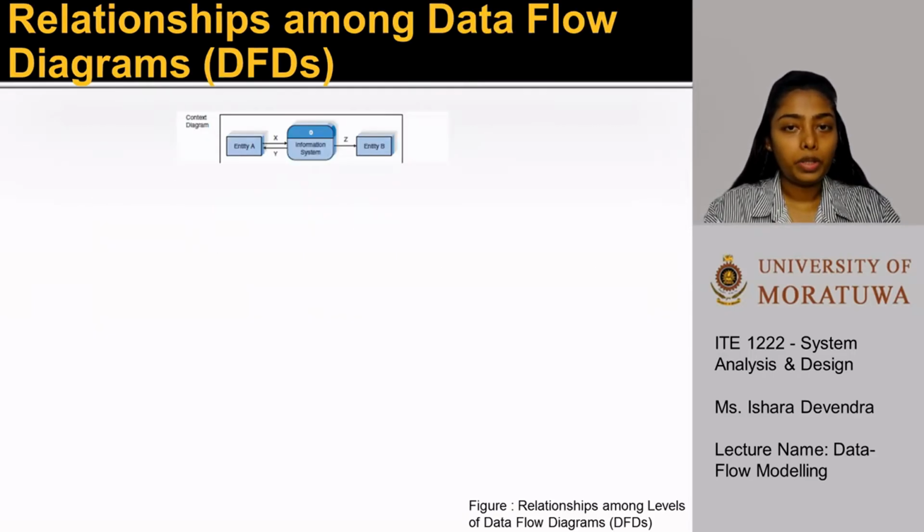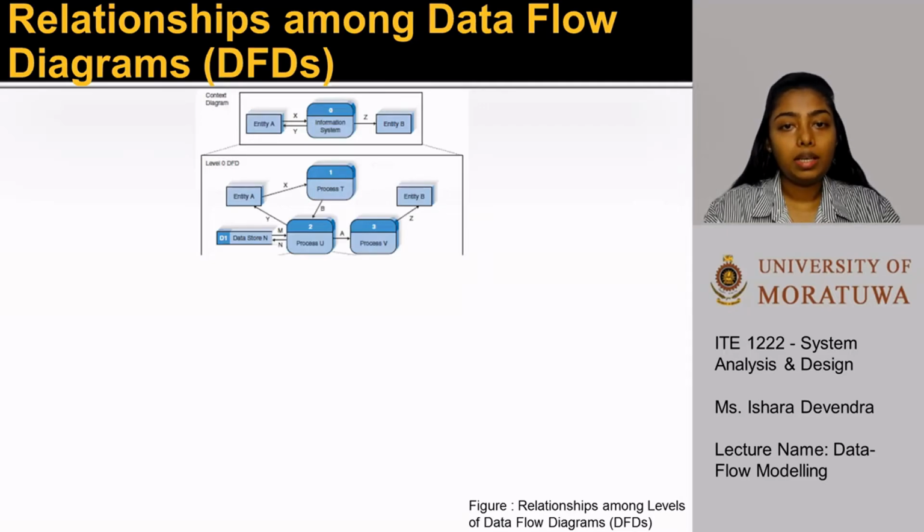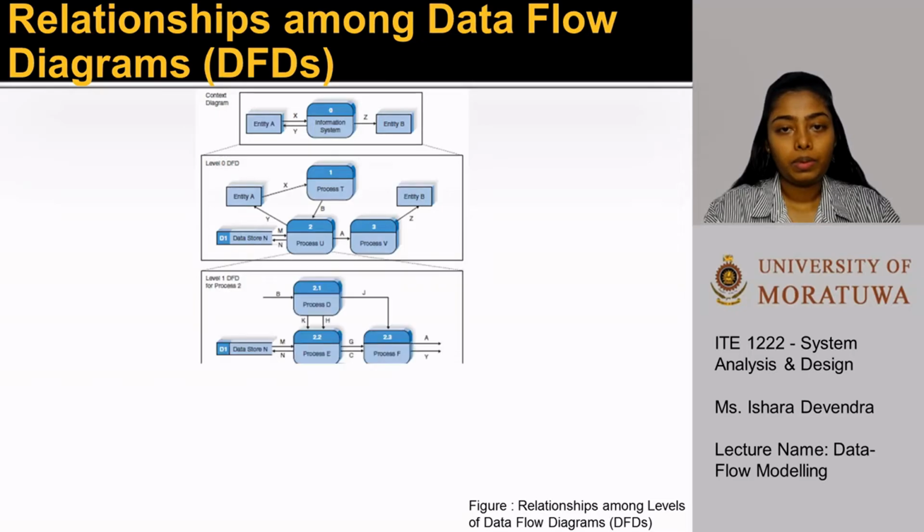Here is an example to understand the relationship among levels of data flow diagrams. First diagram is a context diagram. Then you can see the level 0 data flow diagram. Level 1 data flow diagram is for process 2 in the next diagram. Accordingly, we can add all the sub-processes into other processes also.